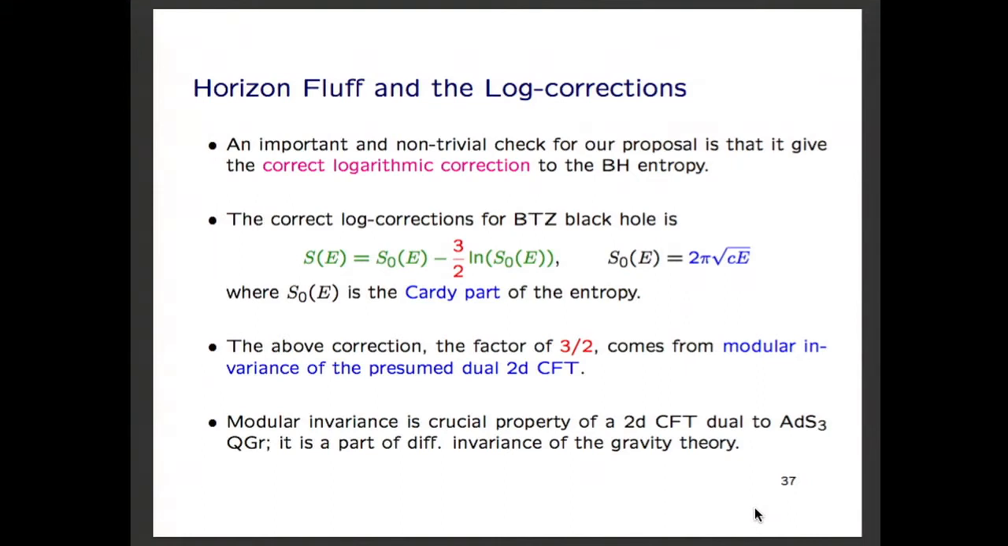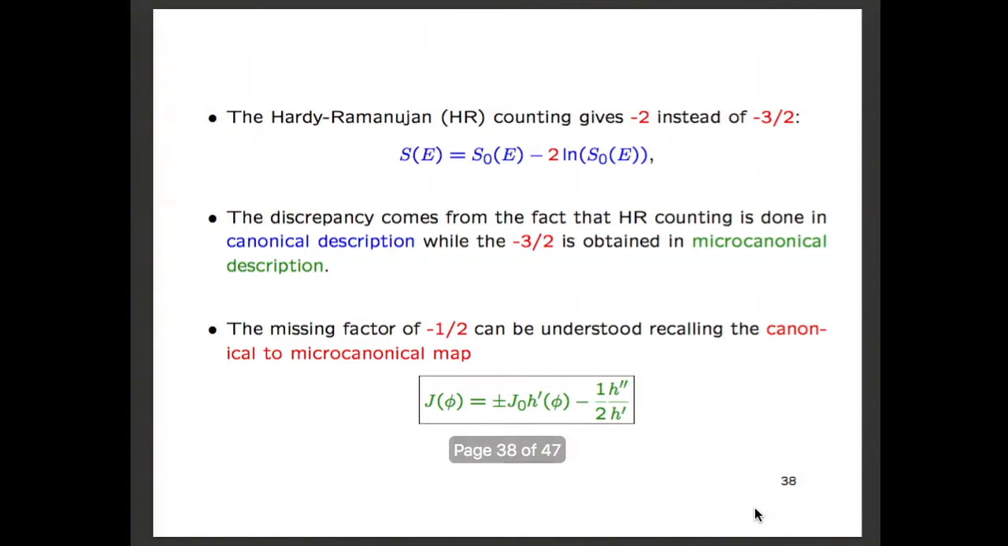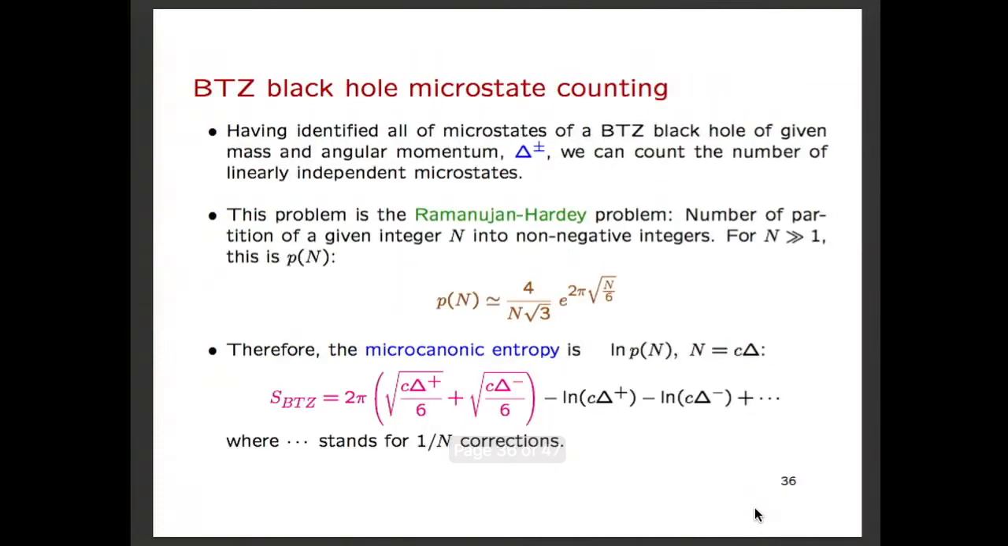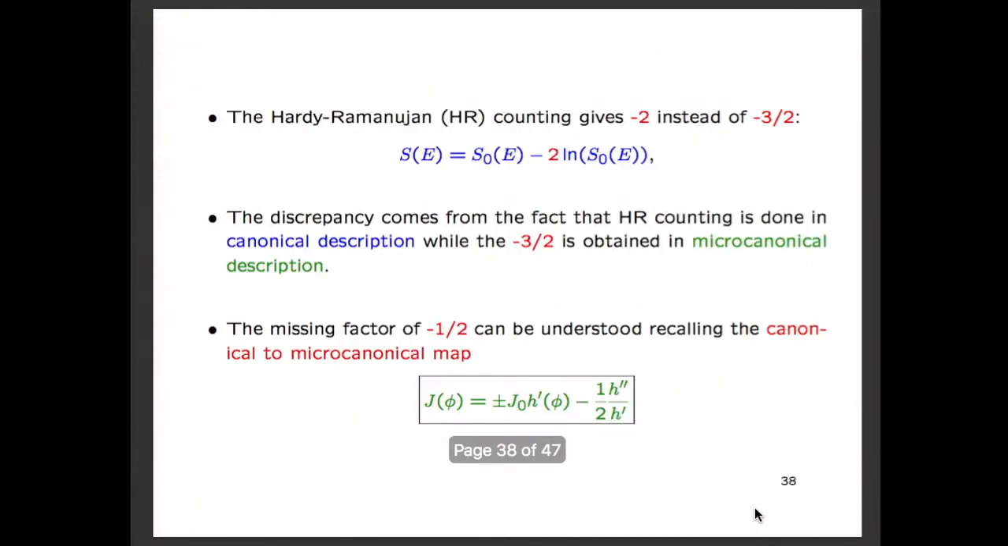This factor of 3/2 with the minus sign is actually coming from assuming that this BTZ black hole has a 2D CFT dual, which is modular invariant. So this is basically the logarithmic correction to the standard Cardy formula. But what I had was not with the factor of 3/2, but with the factor of 2. This is what I had here. This S is the square root of this, so there's a factor of 2.